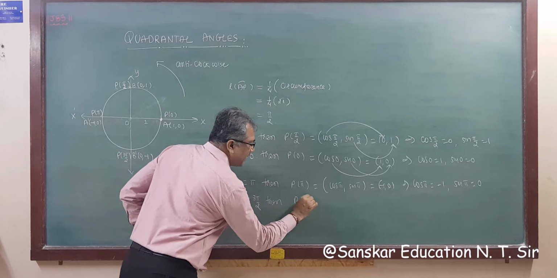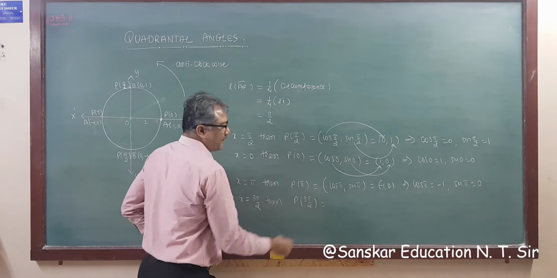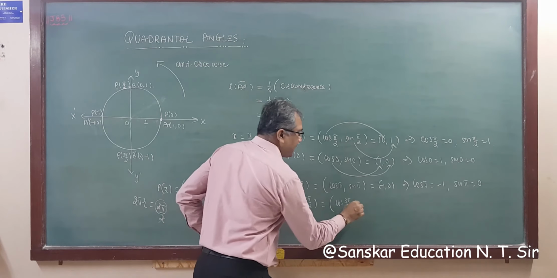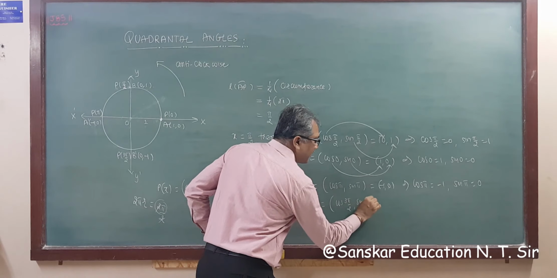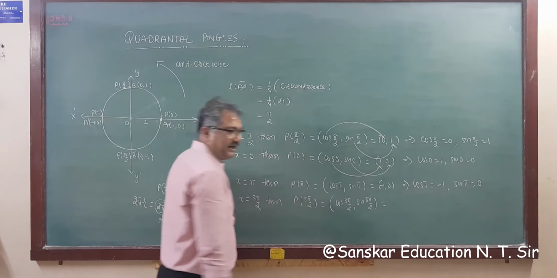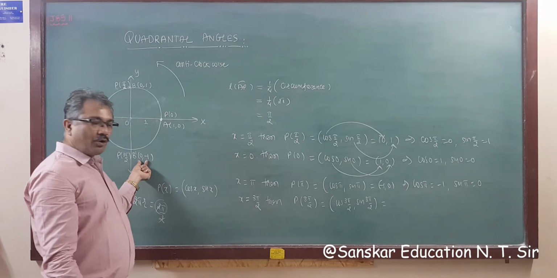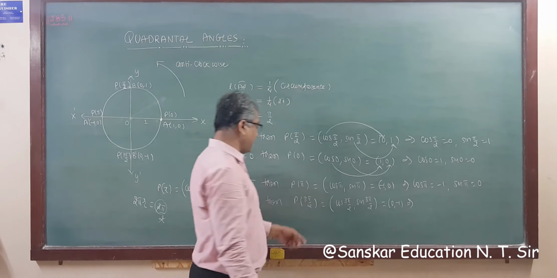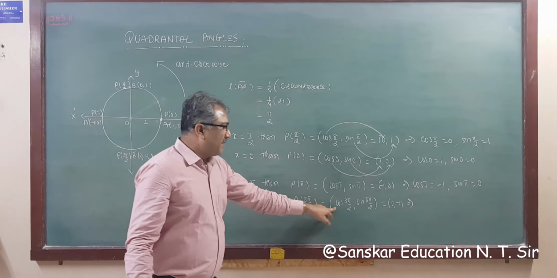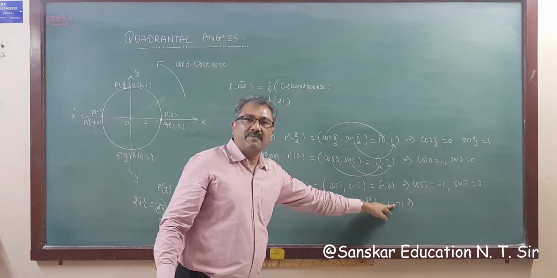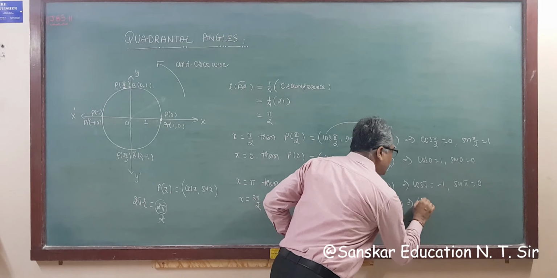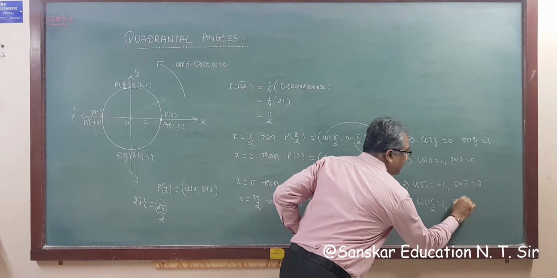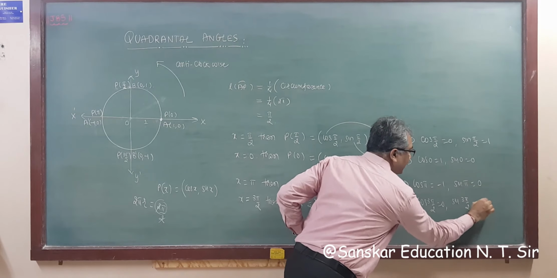P 3 pi by 2 is equal to, by definition, cos 3 pi by 2, sin 3 pi by 2, and the point is 0, minus 1. So this implies cos 3 pi by 2 is 0 and sin 3 pi by 2 is minus 1. So cos 3 pi by 2 is equal to 0 and sin 3 pi by 2 is equal to minus 1.